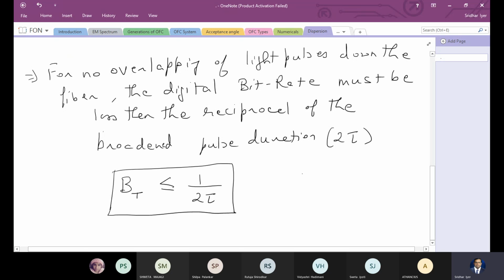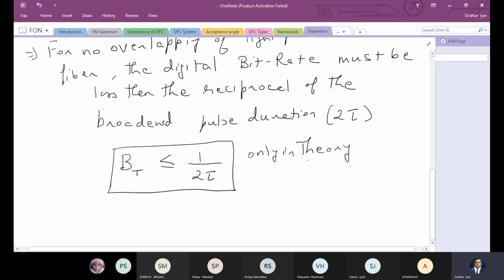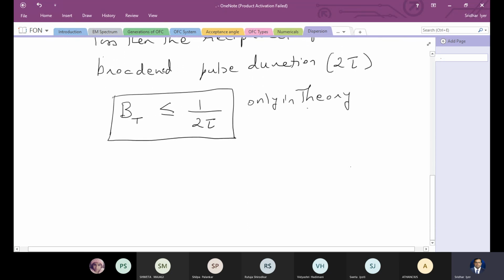Of course, this is only in theory. In practice, it doesn't happen. So theoretically, you can follow this equation and say that if this is satisfied, the pulses are not going to overlap. But in practice, that doesn't happen.